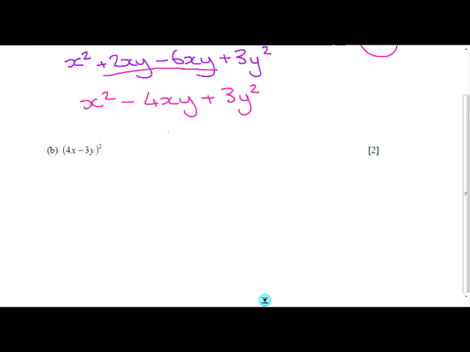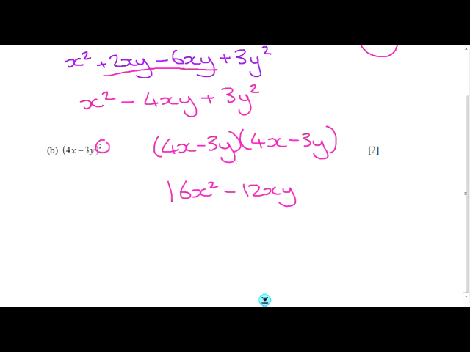Okay, so this squared means this is being multiplied by itself. So I like to write it out in full. We're going to do the first two terms multiplied together, so that's 16x squared. Then the first times the last, so that's minus 12xy. We're going to have another one of those here. And these last two terms multiplied together will give me 9y squareds.